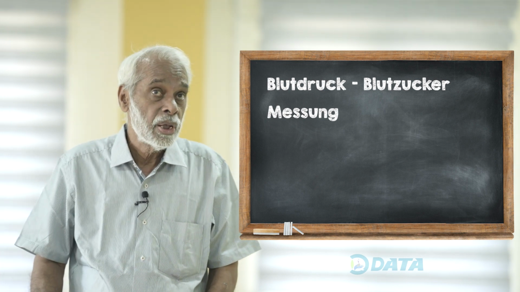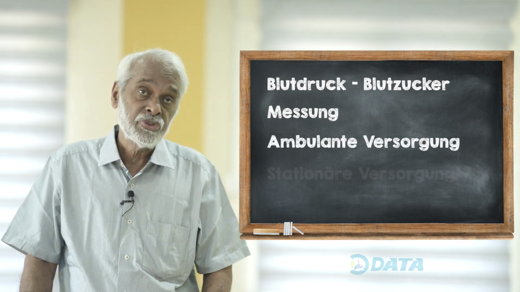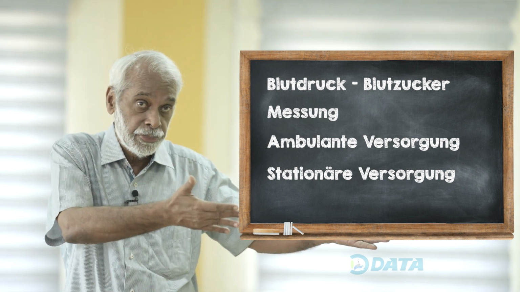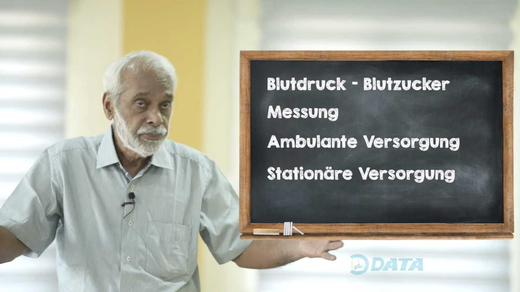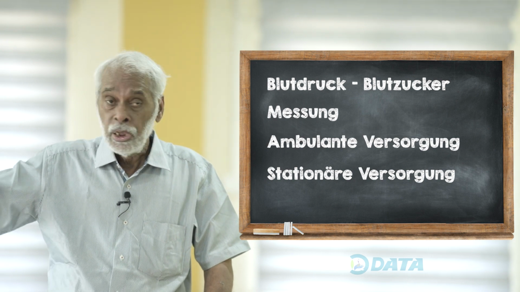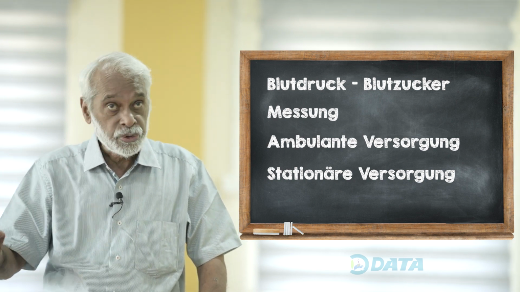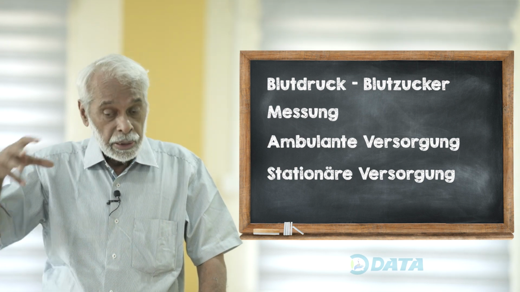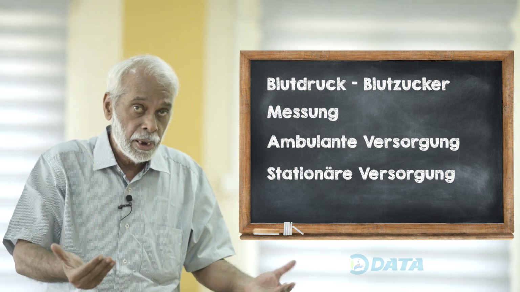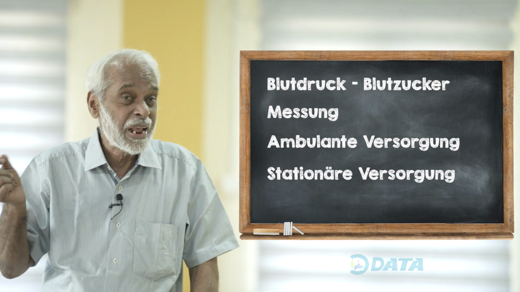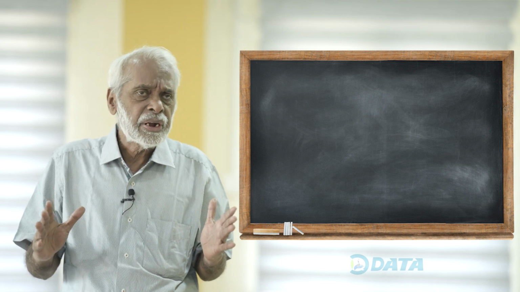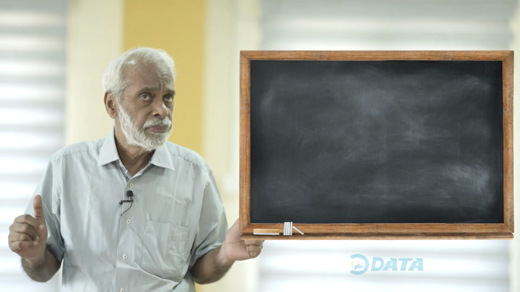Then there are two terms, ambulante Versorgung und stationäre Versorgung. Ambulant is outpatients. They are not in the hospital, but they come as outpatients, see the doctor, get the prescription, and go away. You will have to take care of them also. That is known as ambulante Versorgung. Inside the hospital, there will be beds and rooms, and patients will be lying there for you to look after them. That is stationäre Versorgung. So these are the very basic terms with which you should be very careful.